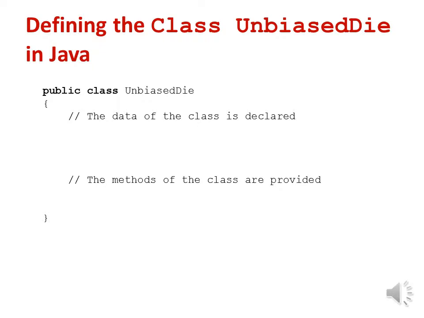The class unbiased die can be defined in Java by writing public class UnbiasedDie. The name of the class is UnbiasedDie. It's declared public, meaning that the class can be accessed and used by all. Within the curly brackets, we'll declare the data of the class and also provide the methods of the class.